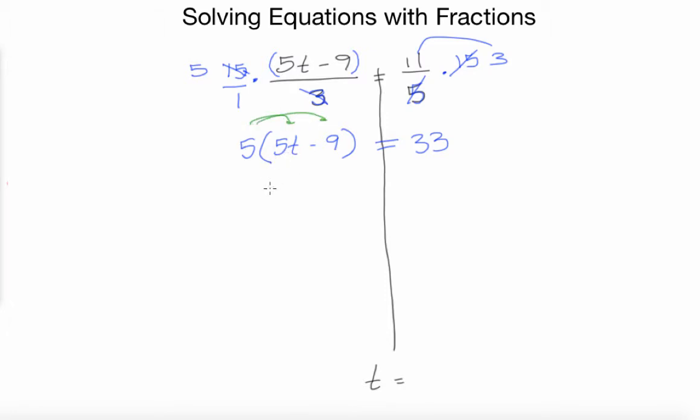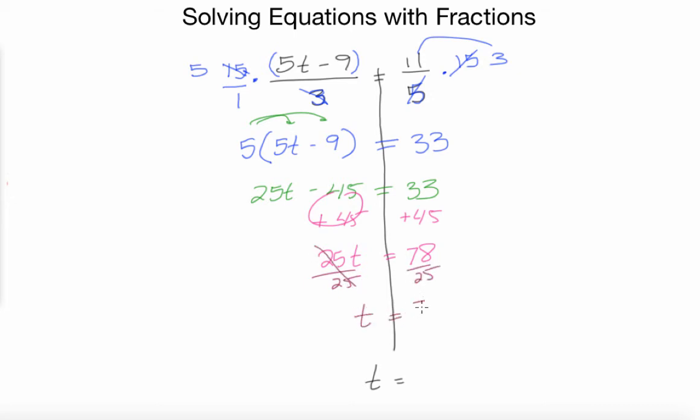5 times 5t is 25t, minus 5 times 9 is 45, equals 33. I want to isolate t, so let's add 45 to both sides. So we've got 25 times t is equal to 78. Divide both sides by 25. And t is equal to 78 25ths.